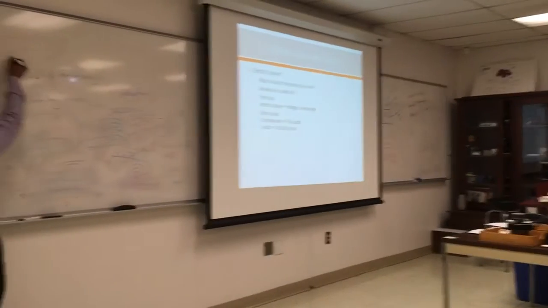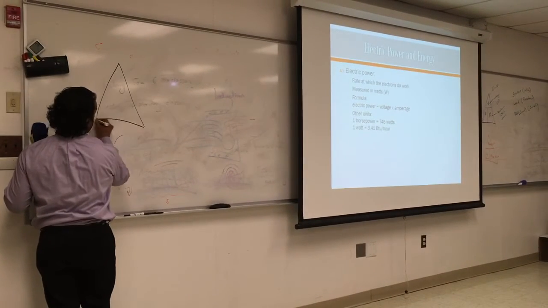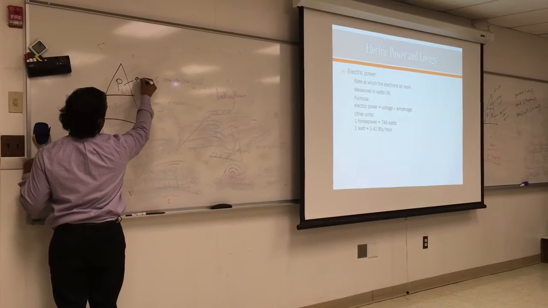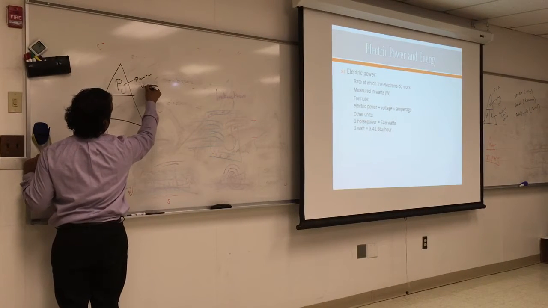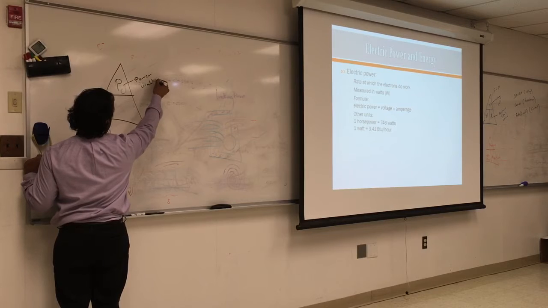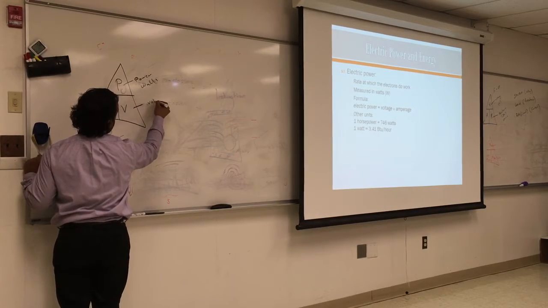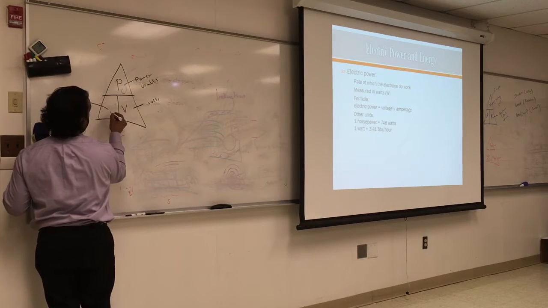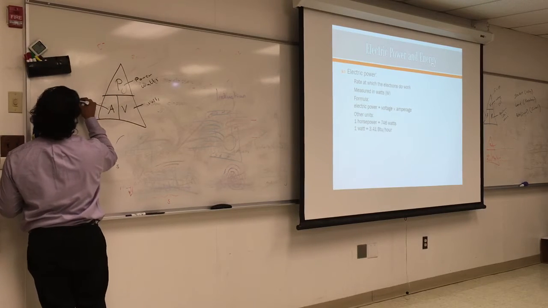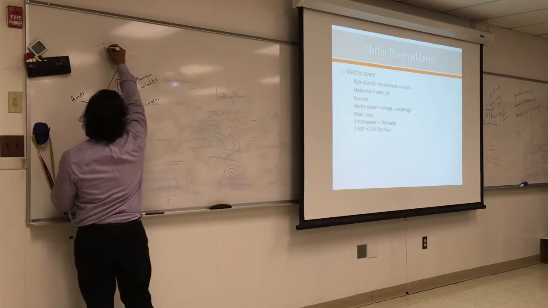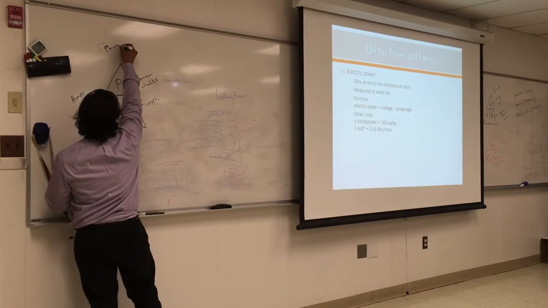So the power triangle: P on the top, that's power in watts. This is voltage, volts, and amperage, amps. So this is going to be called the power law.